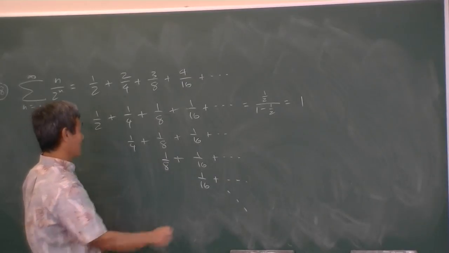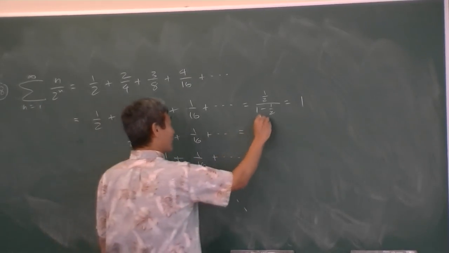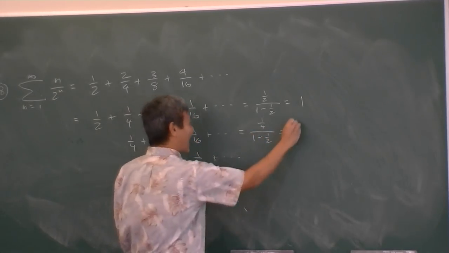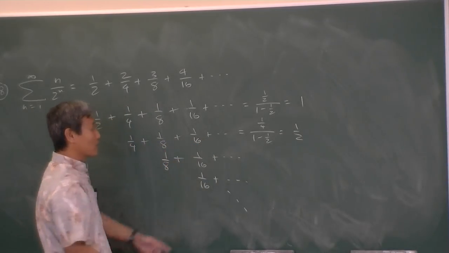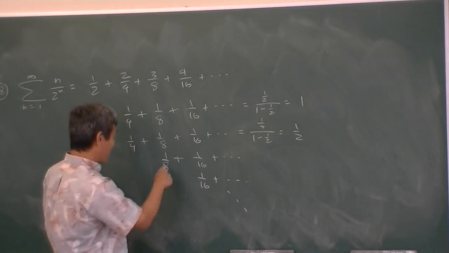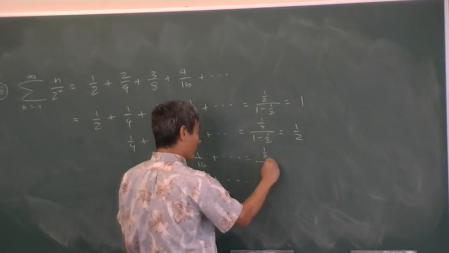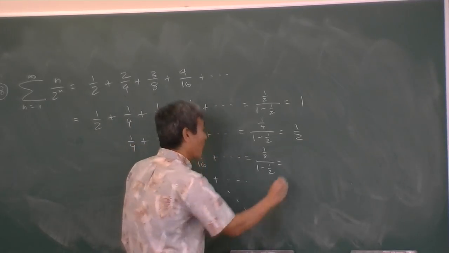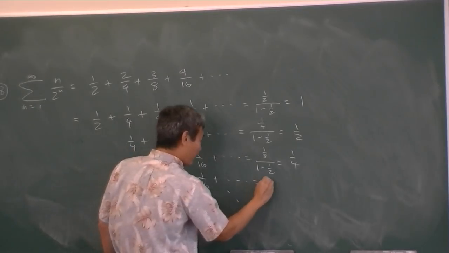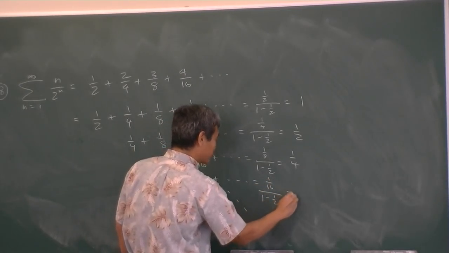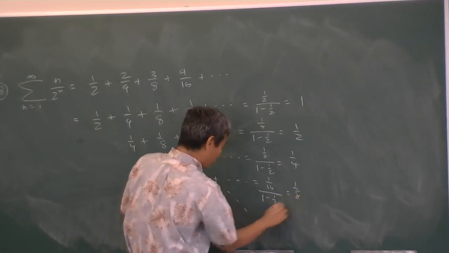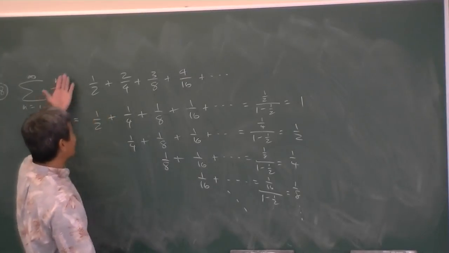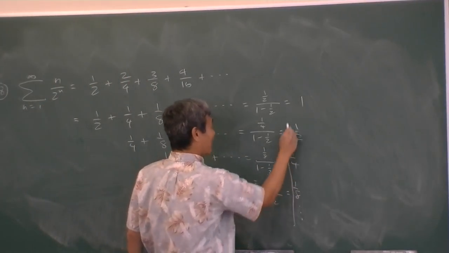Let's look at the second line then. That's geometric. First term over 1 minus r, 1/2. So if I add up all the numbers in the second row, you get 1/2. Now the third row: first term over 1 minus r, 1/4. Fourth row: first term over 1 minus r, 1/8. But then, Mr. Park, the thing keeps going on forever. That's right, it goes on forever. So if you want to find the sum of this series, you basically have to add up all of these numbers.